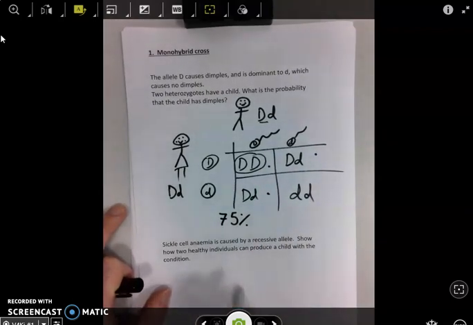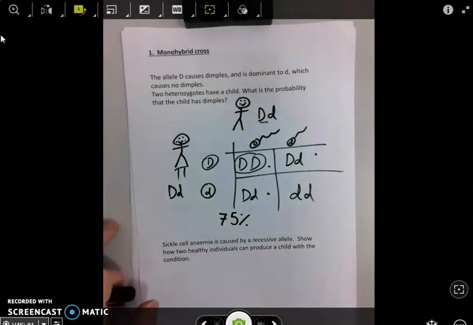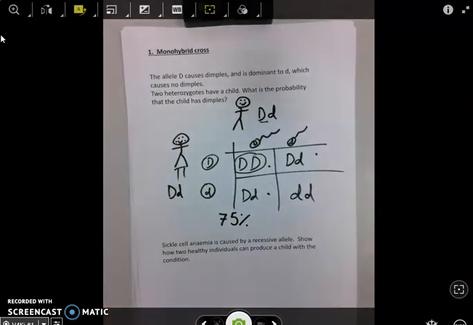Pause the video here and then have a go at this example that's on the screen. Sickle cell anemia is caused by a recessive allele. Show how two healthy individuals can produce a child with the condition. Have a go at that one yourself.